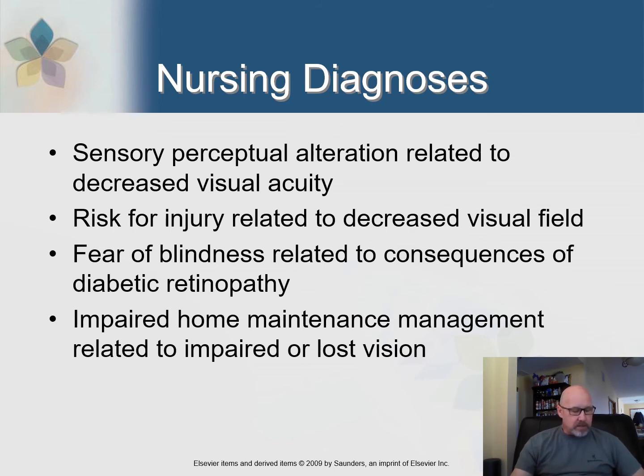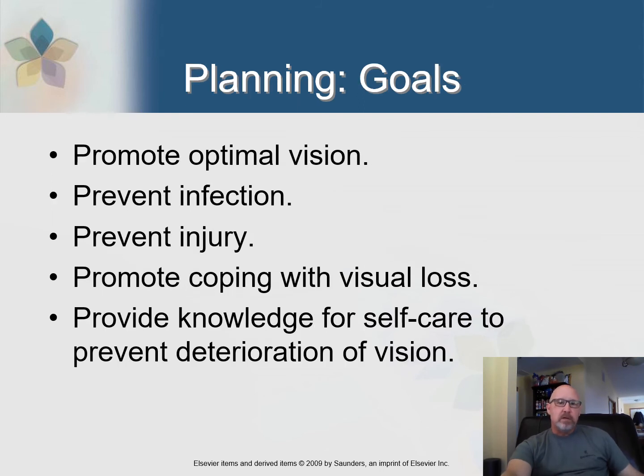and nursing interventions that you can do for eye injuries. Obviously, risk of injury related to decreased visual field, fear of blindness, impaired home maintenance, sensory perception alteration. Those are all your common nursing diagnoses. Goals: promote optimal vision, prevent infection, prevent injury, cope with any visual loss, and knowledge and self-care.